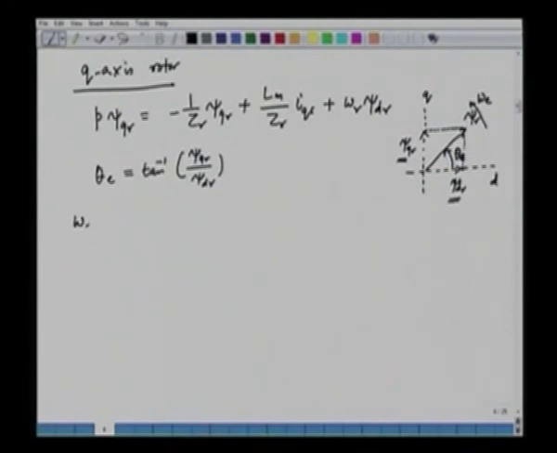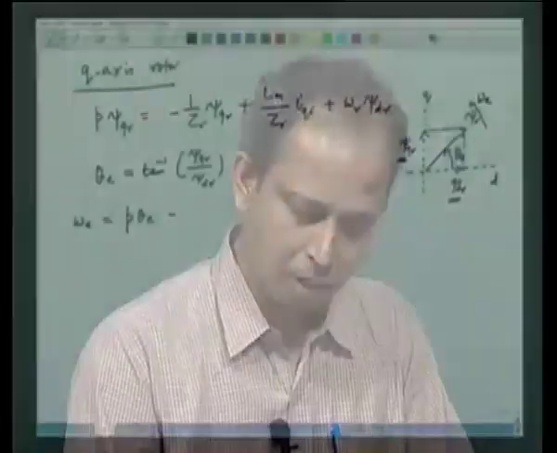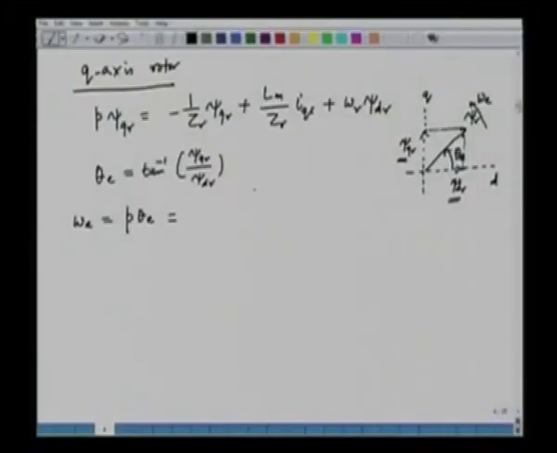So this is what we have obtained here, and in this case if we find out what omega e is, the speed of the rotor flux vector, that is the derivative of this angle. So omega e is equal to p theta e, and if you differentiate theta e with respect to t, we get omega e. Now this is a differentiation in parts. So we have tan inverse of psi qr by psi dr. So we can differentiate in parts. So we have 1 by 1 plus psi qr by psi dr square.